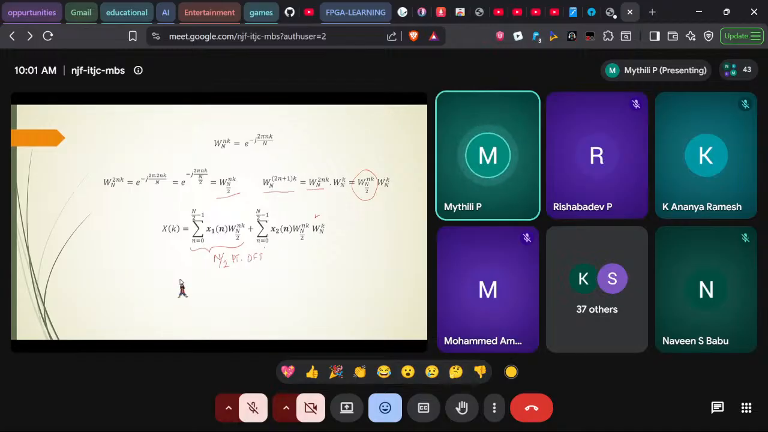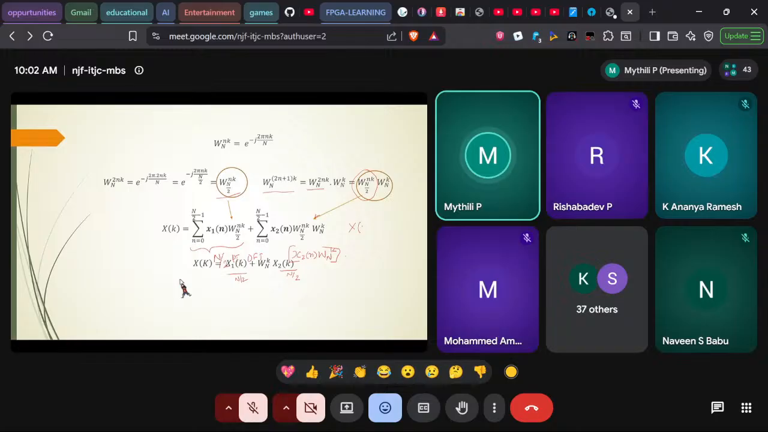And this one, if you see, is again an n by 2 point DFT, but it is an n by 2 point DFT of x2 of n into Wn of k, within the n by 2 point DFT. This term. Okay. So now we can write this as x1 of k plus Wnk of x2 of k, where x1 of k is the n by 2 point DFT and x2 of k is again another n by 2 point DFT. Is that clear?